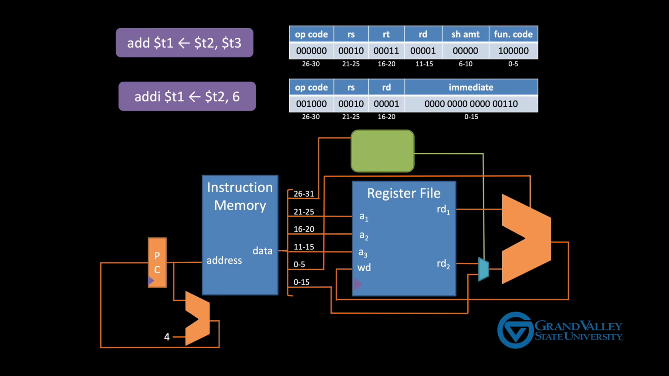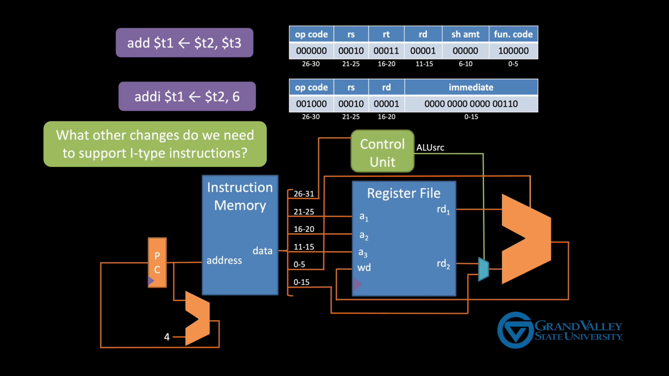This piece of hardware is called the control unit because it controls what the CPU does during any given instruction. The control unit's outputs are called control wires. This first control wire we've added is called the ALU source because it determines the source of the ALU's second input. This isn't the only change we need to make so that the CPU handles both R-types and I-types. What other modifications do we need to make?